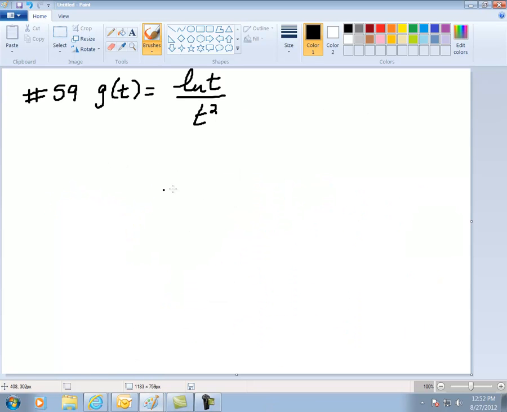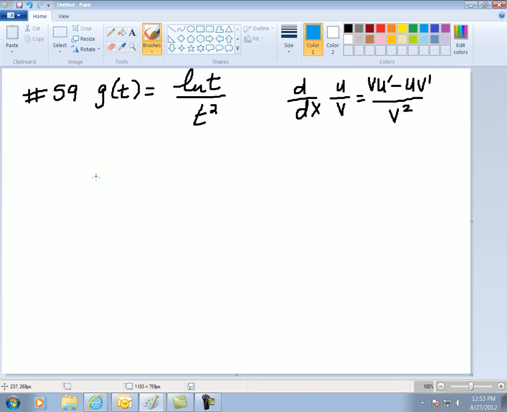Okay, I have one more example. This one's again going to employ a rule that you already know about, and that is the quotient rule. Recall that the quotient rule says that if I'm taking the derivative of u divided by v, that is equal to v times the derivative of u, subtract u times the derivative of v, all over v squared. Low d high minus high d low over low low is how I remember it.